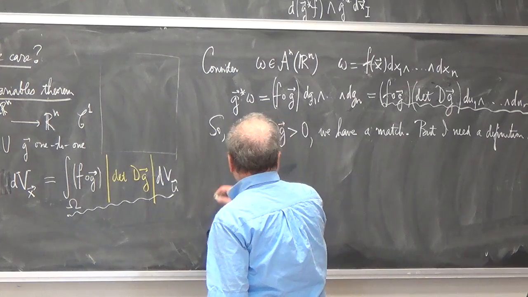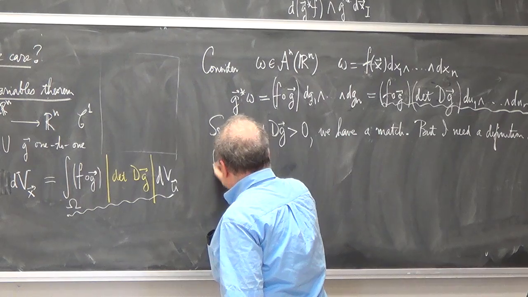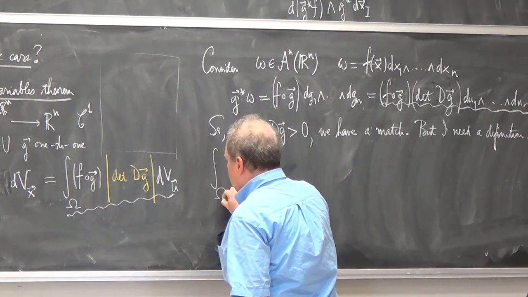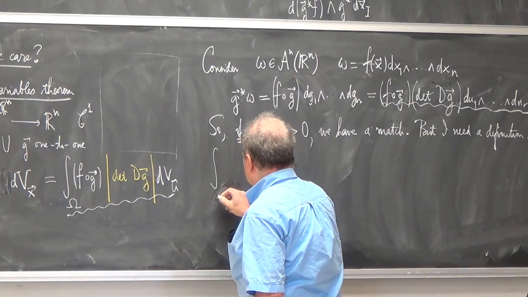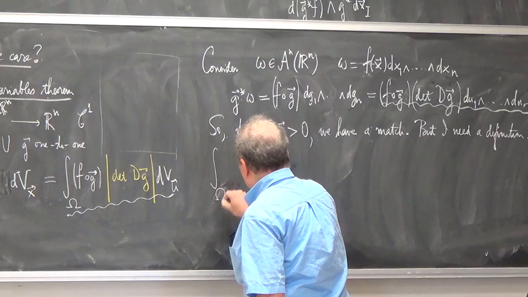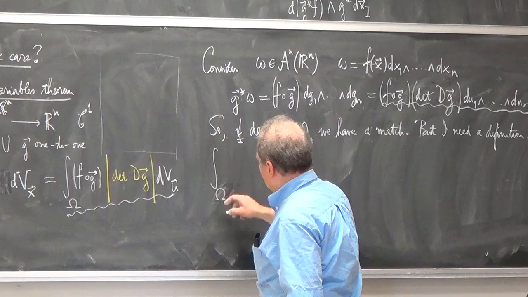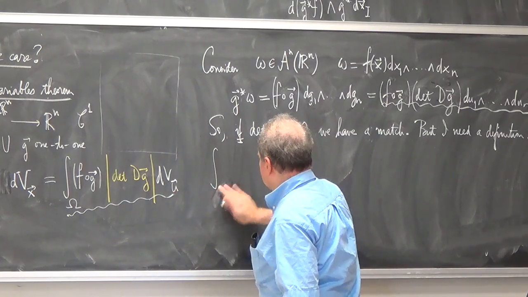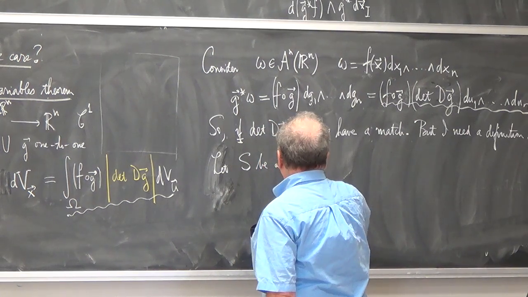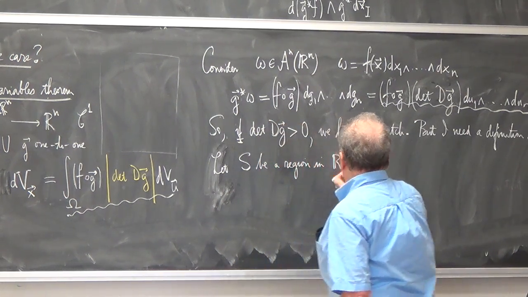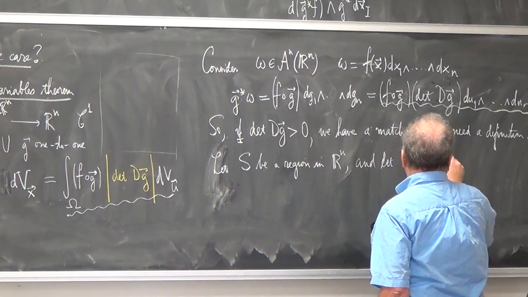All right, so the definition is this. The integral over a region in Rn of, I'm getting worried about using omega. So let me say it this way. Let S be a region in Rn, and let omega be an n form.